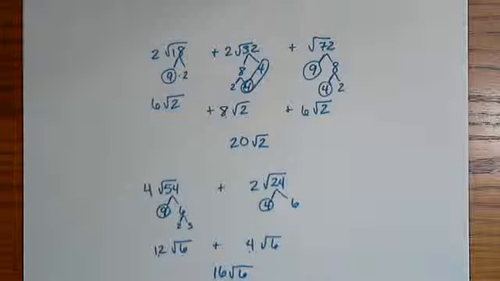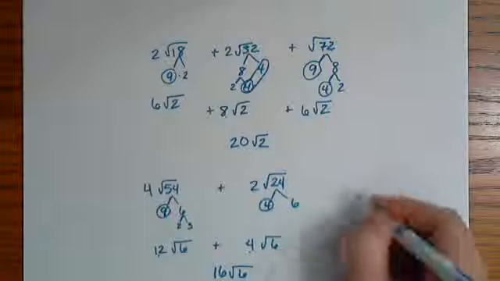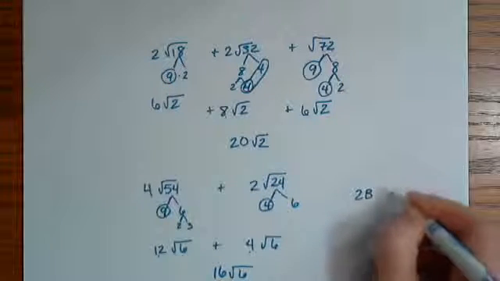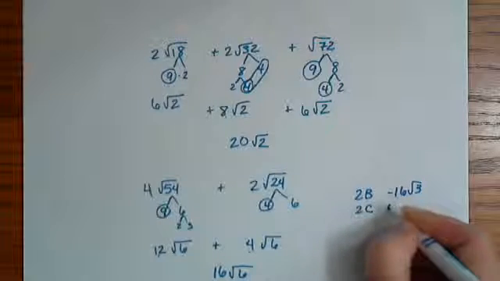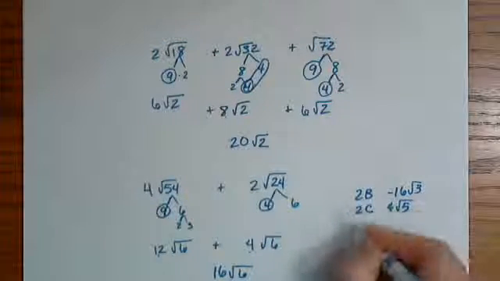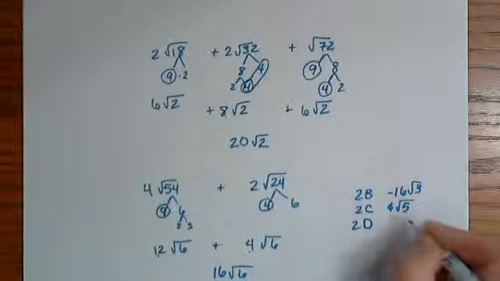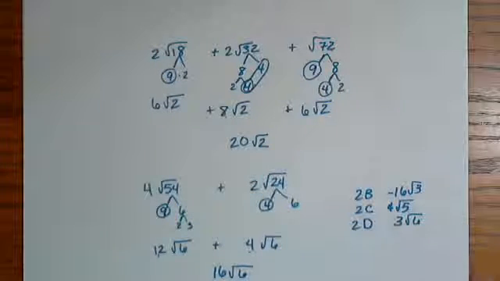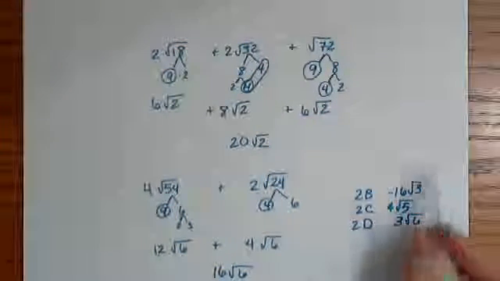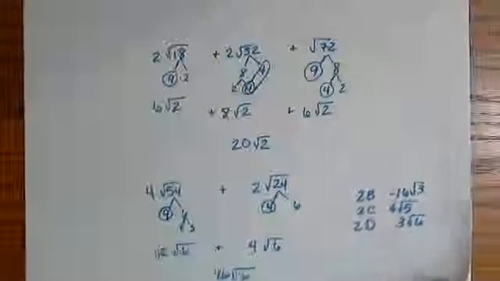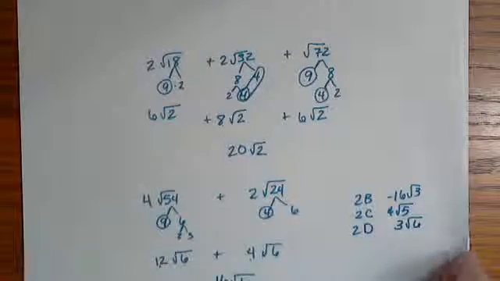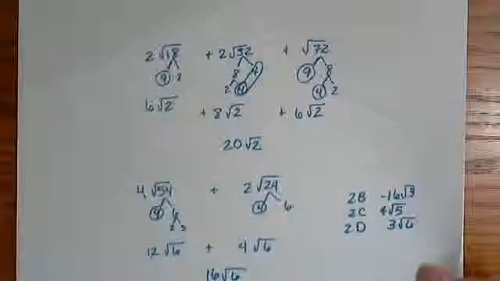If you want to check your work and continue to practice these, the answer for 2B is going to be negative 16 root 3. 2C will be 4 root 5. And 2D is 3 root 6. So go ahead, pause the video, and see if you get these answers. If you don't, bring them to class, and we will answer them. We will get the right answer and figure out where our mistakes are, because that's the big battle.